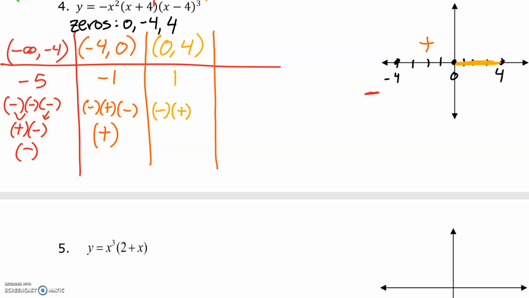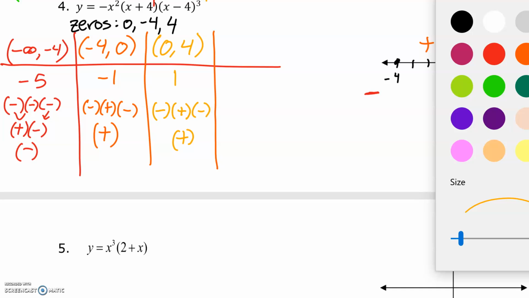1 minus 4, which is -3. -3 cubed is going to end up being negative. Negative times a negative is positive. So we end up with a positive sign here. All right, let's go ahead and test. I'm going to switch that color. Let's go to green.